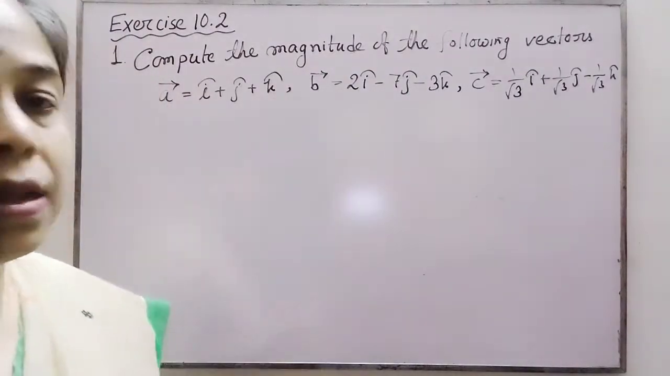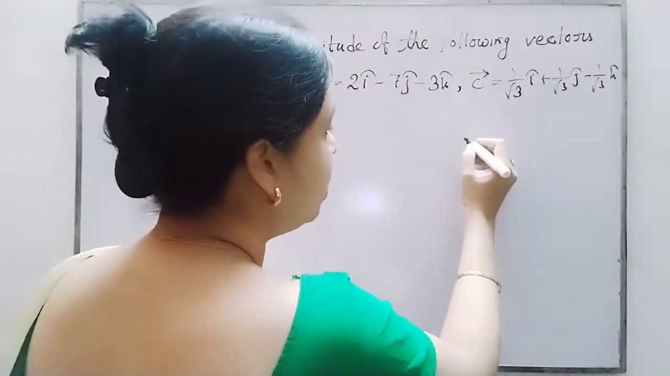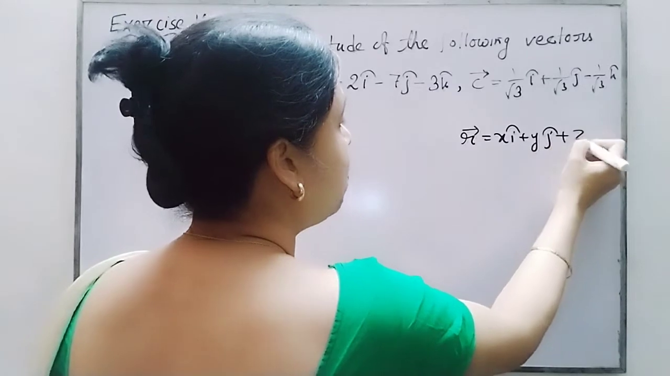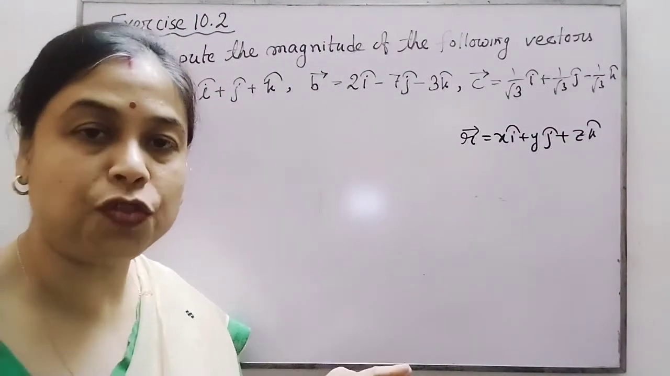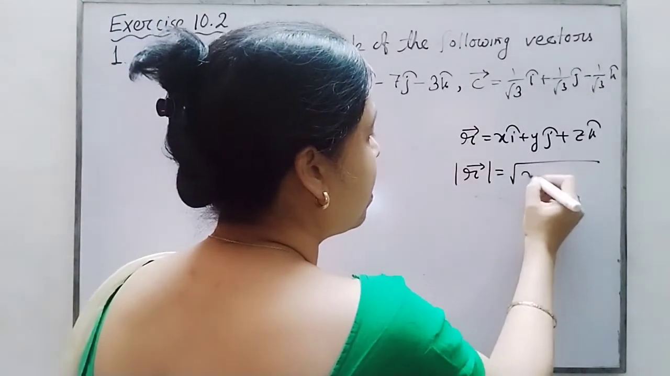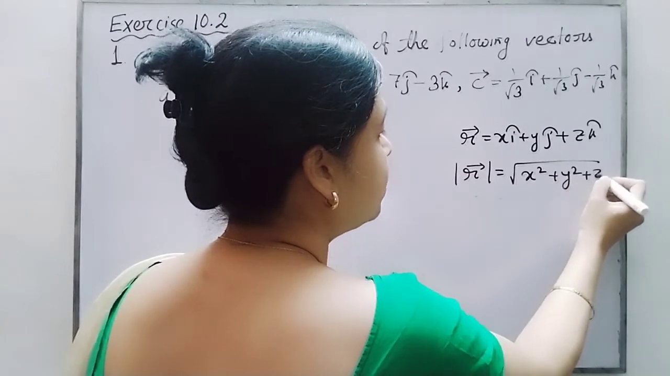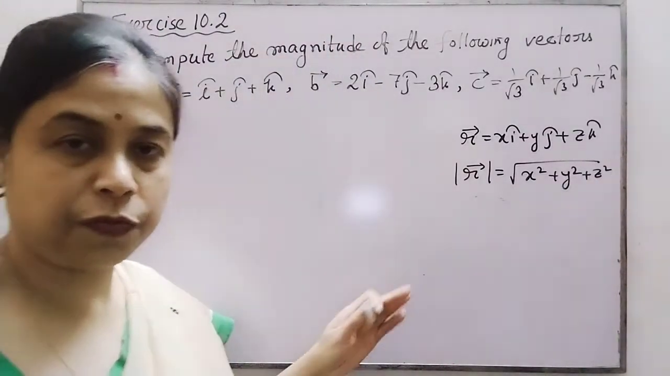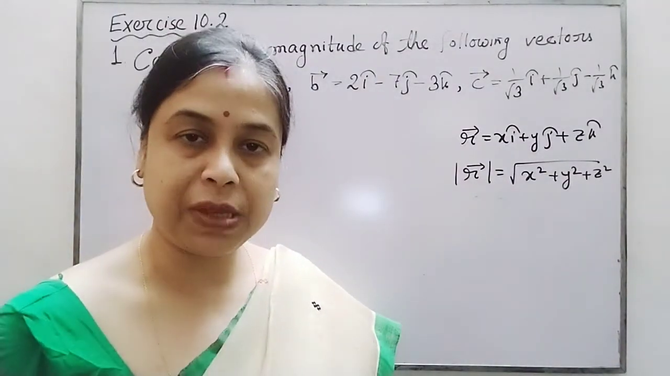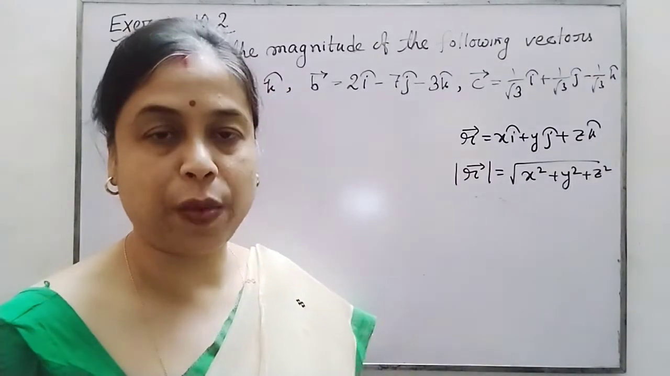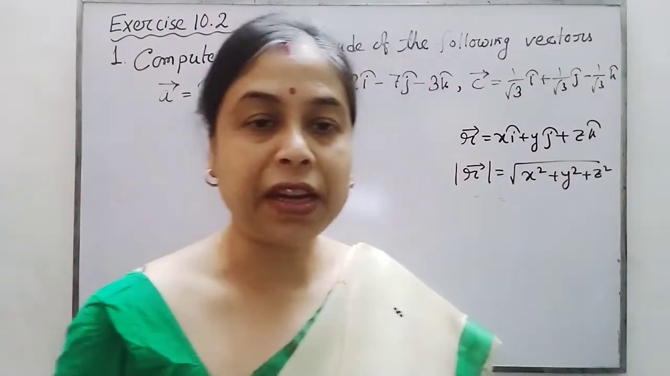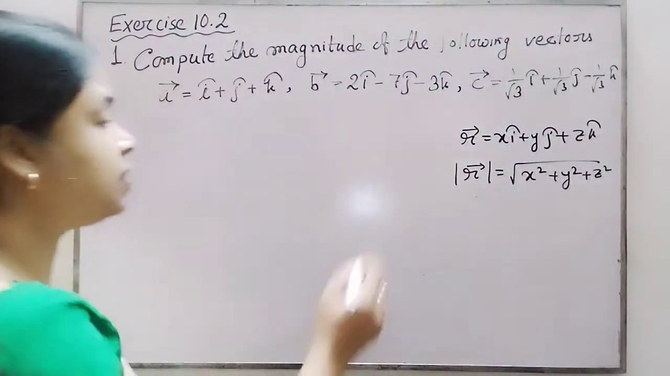Hope you remember how to get the magnitude of a vector. Suppose a vector r bar is given in component form as x i cap plus y j cap plus z k cap. Then its magnitude, that is modulus of r bar, is given by under root x square plus y square plus z square. Hope you remember this formula. You have to compare the coefficients of i cap, j cap and k cap, and then take the sum of their squares under root. That is the formula for getting the magnitude of a vector.